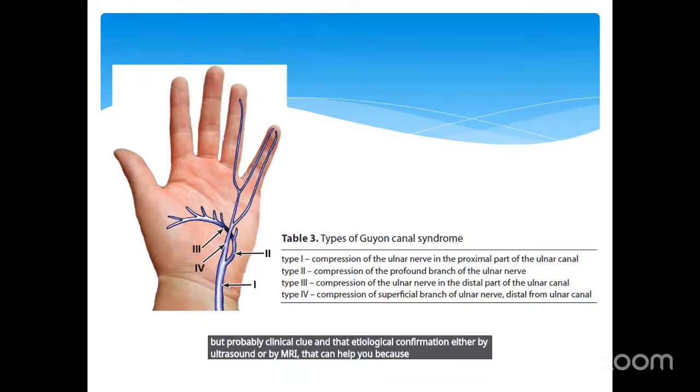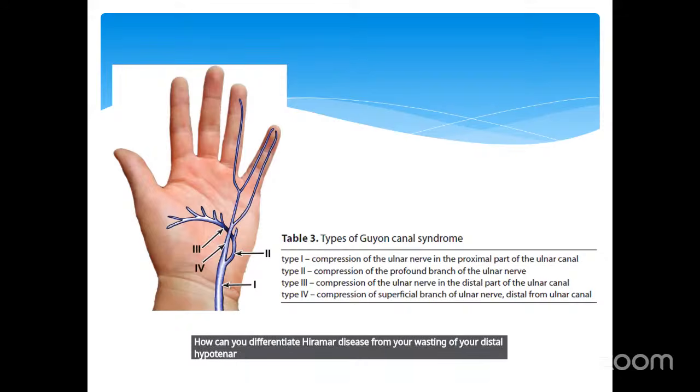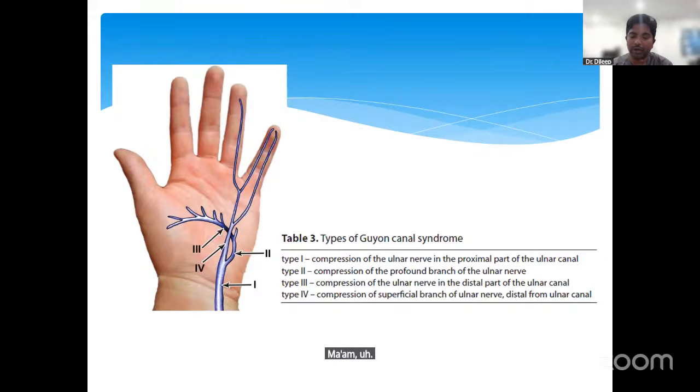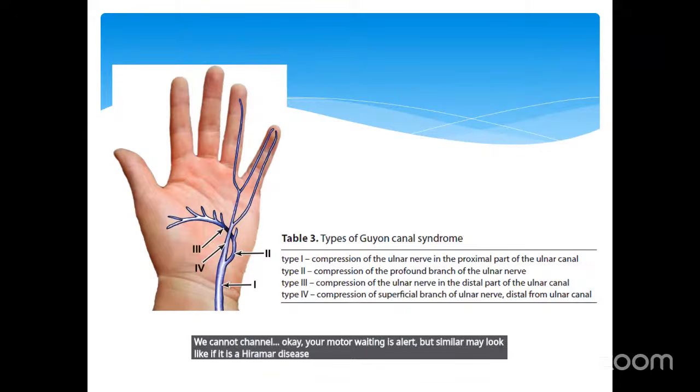Because suppose to begin with it is just Hirayama disease. How can you differentiate Hirayama disease from wasting of your distal hypothenar and FDI? How can you differentiate? Ma'am, this patient has only ulnar nerve distribution. Oh, okay. Your motor wasting is ulnar, but it may look similar if it is Hirayama disease to begin with. He may have only small muscle atrophy of the hand with hypothenar more involved than the thenar.